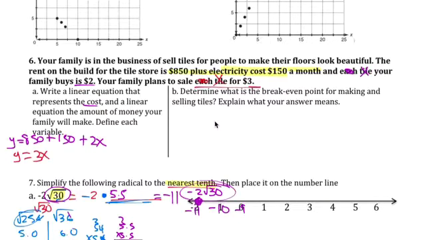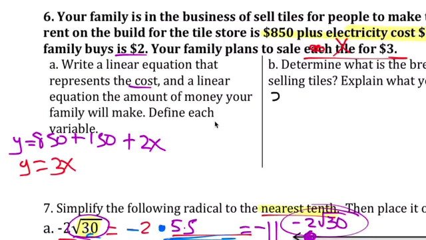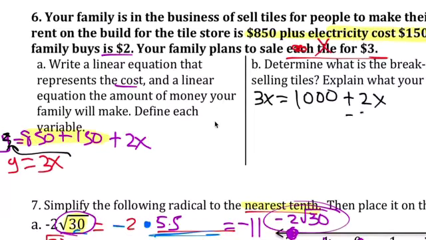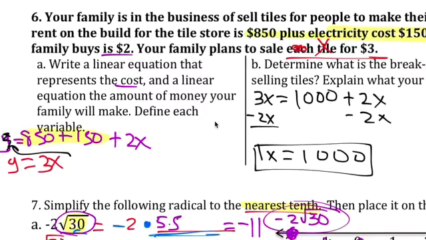Determine the break-even point for making and selling tiles. Explain what your answer means. Use substitution, so it would be 3x equals, substitute that into there, 850. I'm going to combine these two together because they're alike. So that makes it 1,000 plus 2x. Minus 2x, minus 2x is 1x. Equals 1,000. And if you divide by 1, you still get 1,000 tiles.